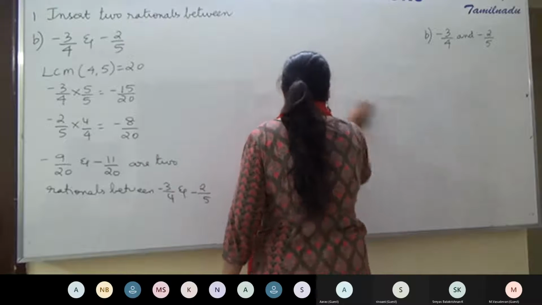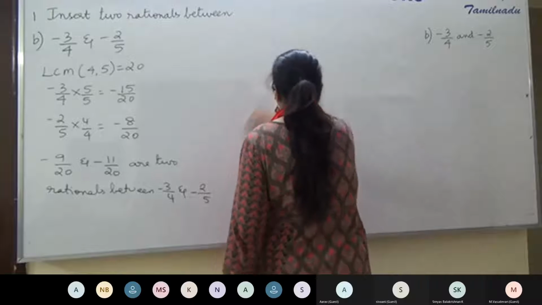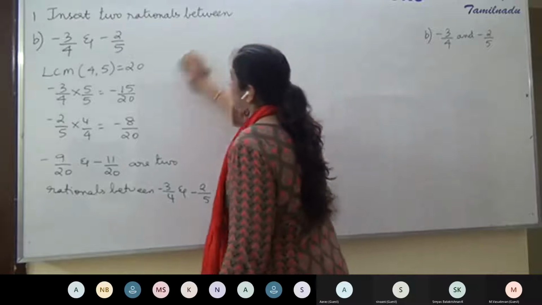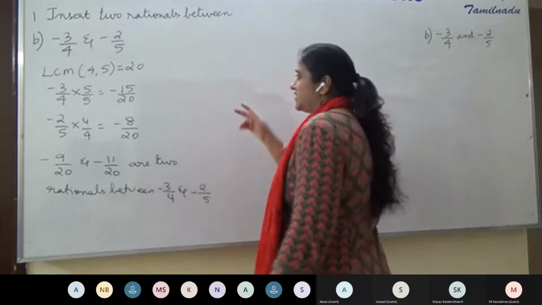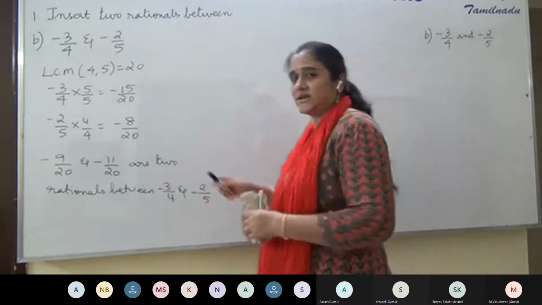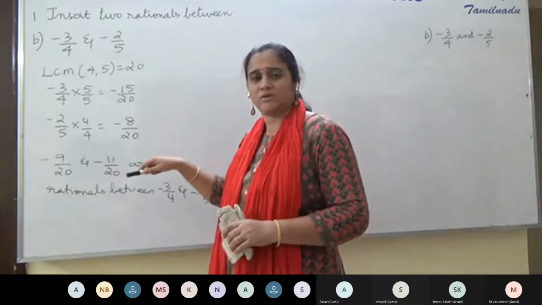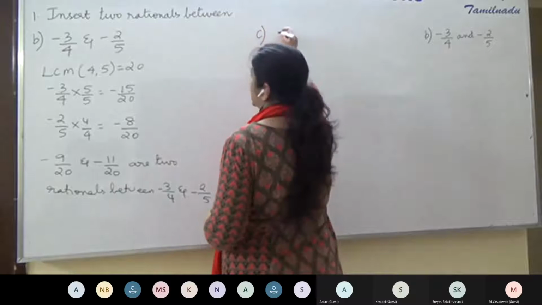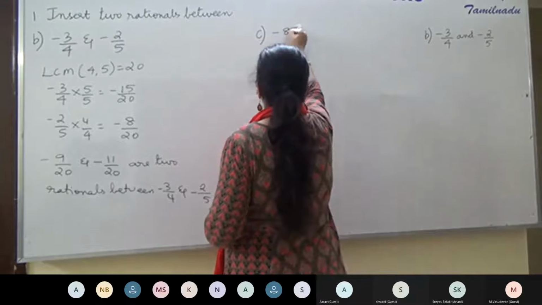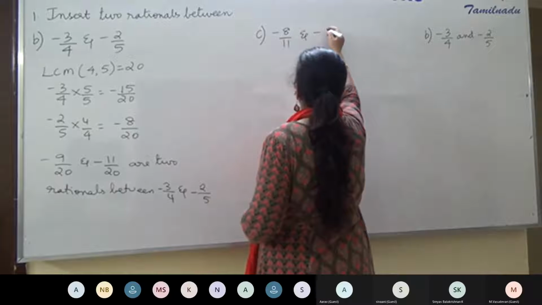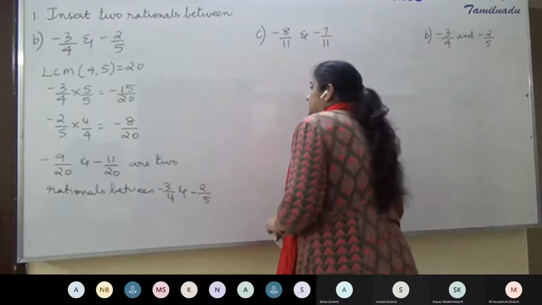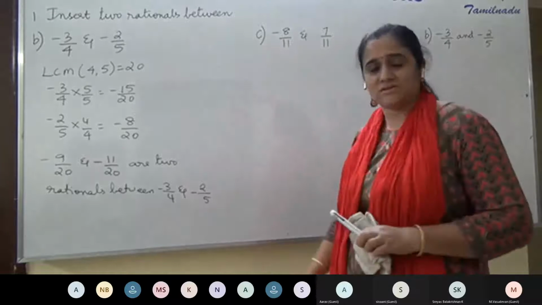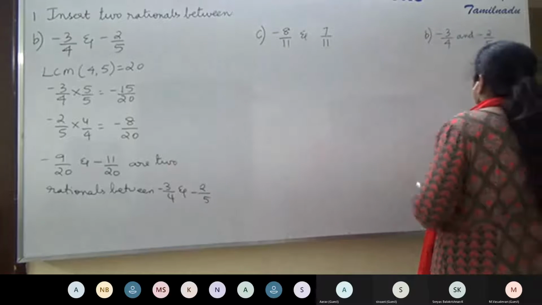The first one was given two terminating decimals, inserting two rationals between them. Here we have two fractions, and since their denominators are different, we bring them to the same denominator and then insert the rationals. Here the denominators are the same. Let's see how to do this.